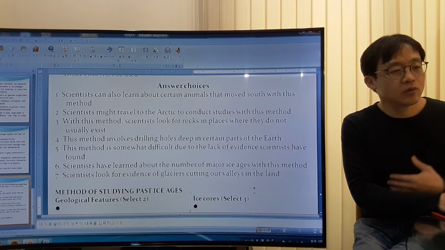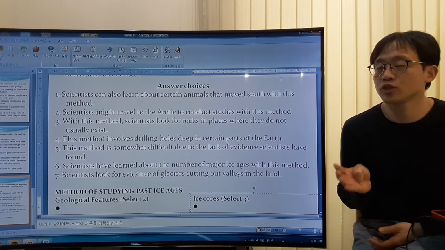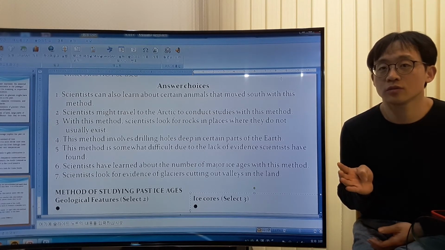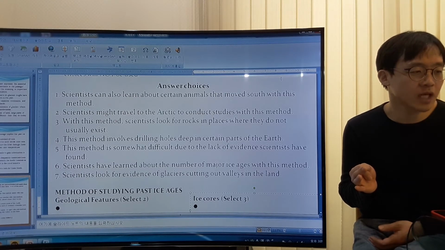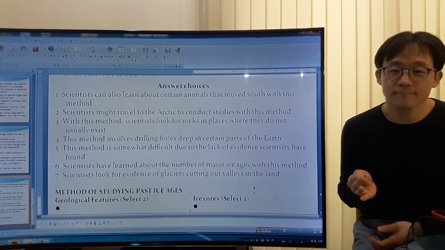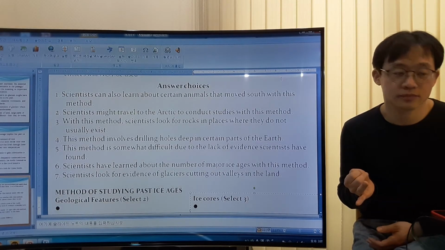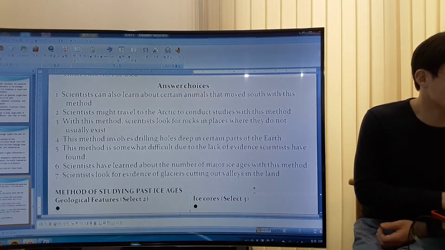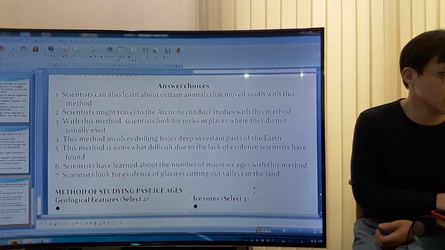So what were the methods? First one was by looking at geological features, odd geological features related to glaciers, right? Second one was what? By studying the trapped bubbles in the ice caps, right? What was it? Fossils. So one is examining the fossils, so it goes nowhere.